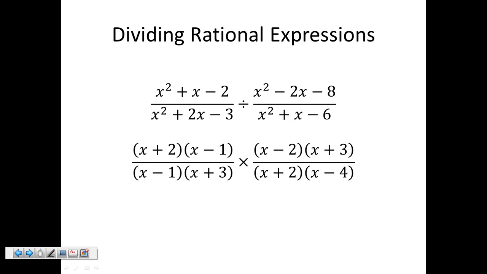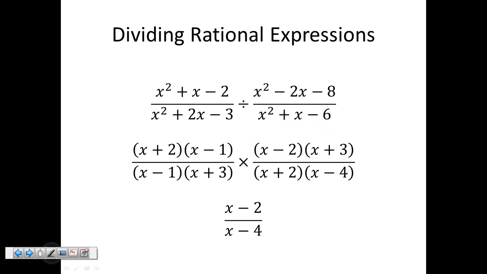But you'll notice at the same time here, I factored everything out. My x squared plus x minus 2, that factored into x plus 2 times x minus 1. My x squared plus 2x minus 3 factored out. And over here on the right, I factored and I flipped. So this x squared plus x minus 6 ended up here on the top and is factored out. Okay, let's get rid of those.